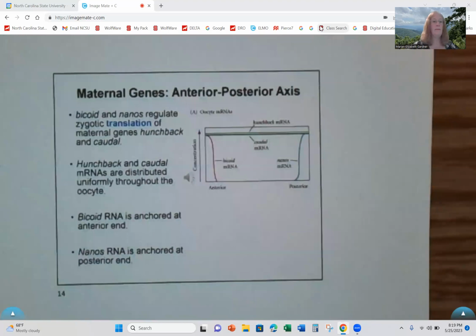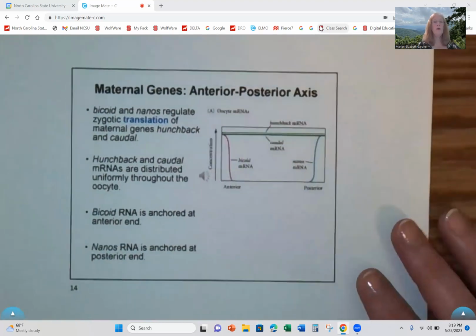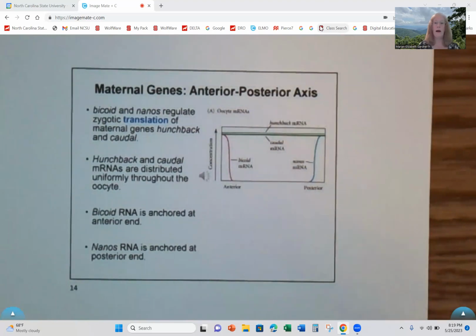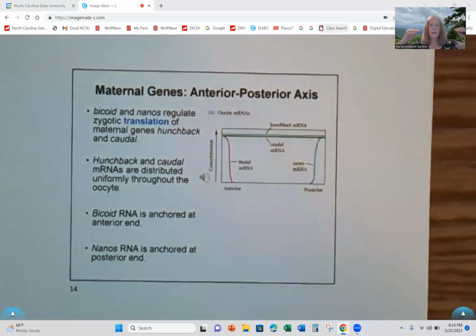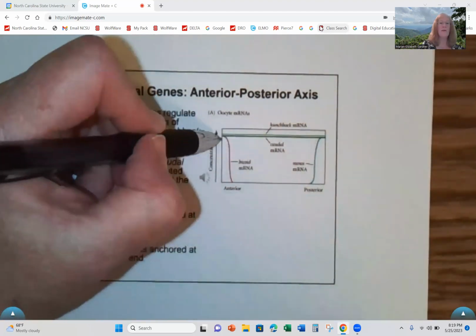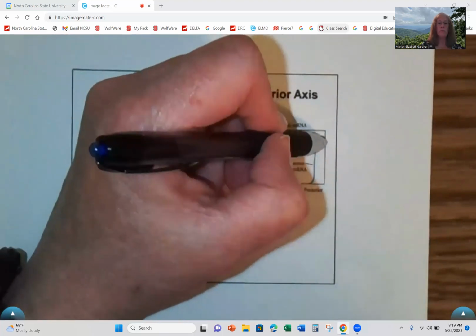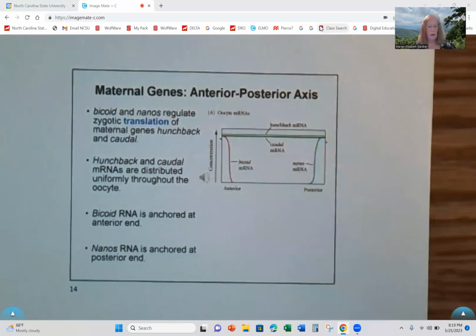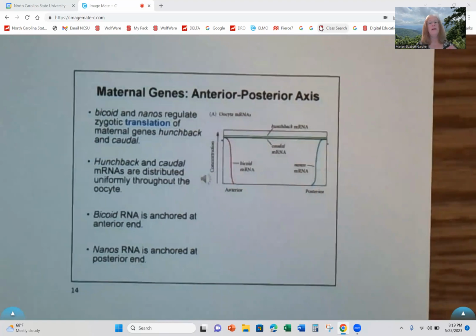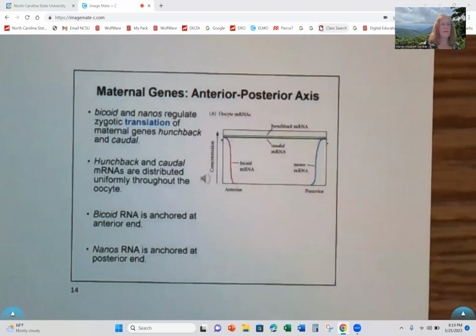Again, from the lecture slides. So bicoid is going to regulate translation of hunchback and caudal. The hunchback and caudal messenger RNAs are pretty much all the way across the embryo, but bicoid is anchored at the anterior and nanos is anchored at the posterior. And it works such that bicoid is going to prevent the activity of the caudal gene. So it's going to prevent tail structures from forming in the anterior side where the bicoid is strong. But it's going to promote the anterior structures by activating the hunchback gene.